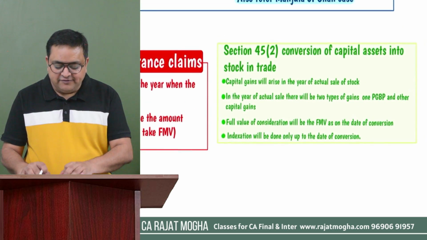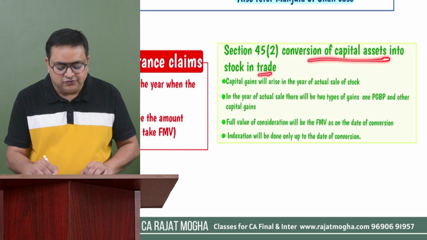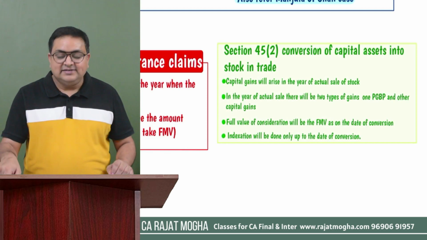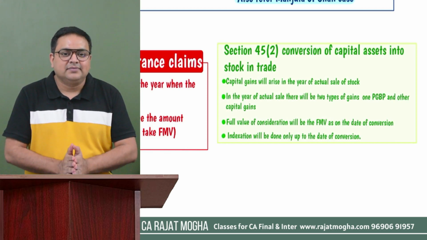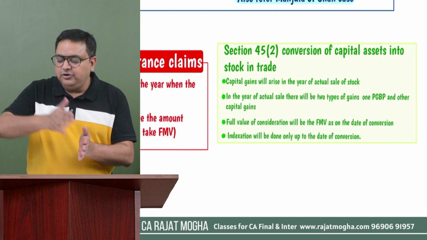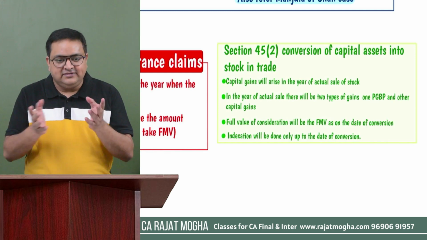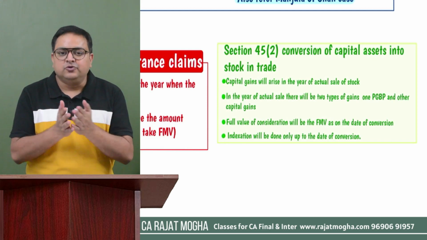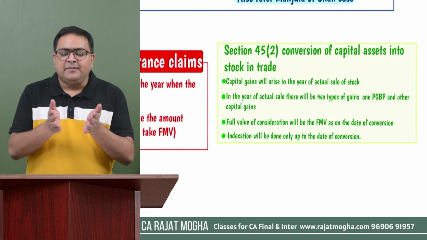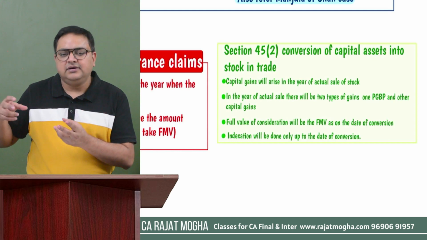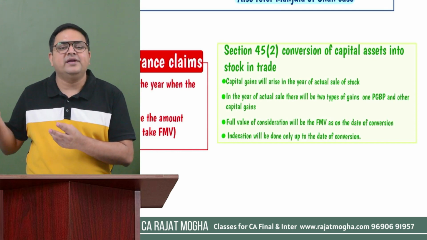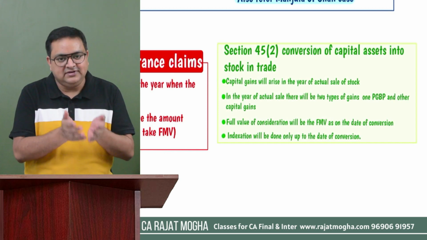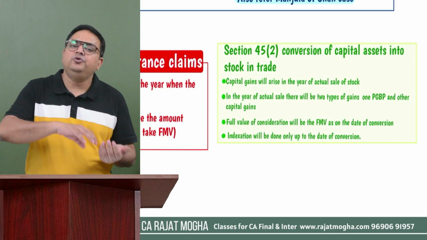Next point is section 45(2), conversion of capital asset into stock in trade. This is also always an important section. If the assessee is converting their capital asset into their stock in trade. So let's say the assessee was having some gold. Gold is a capital asset, right? But after some time, let's say he has now started a jewelry business. So he converts his physical gold, which was his personal gold, into stock in trade.